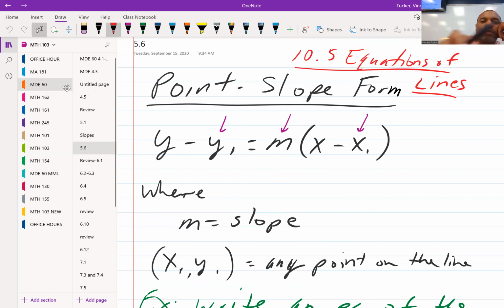So now we're introducing another formula, the point-slope form, or another form, I should say. y minus y1 equal to m times x minus x1. Where once again, m is our slope, and x1, y1 is any point on the line or any point generated by the equation.